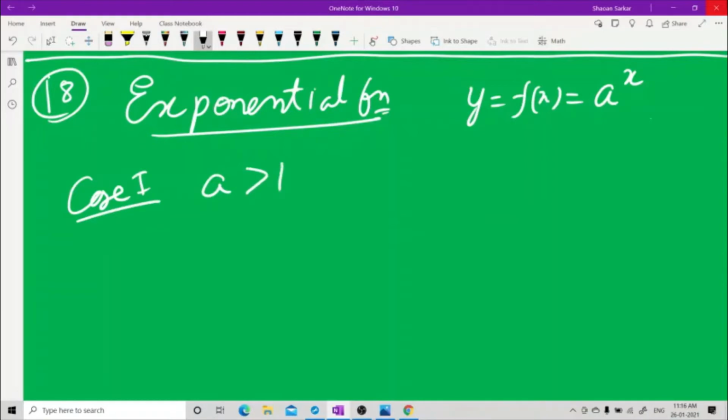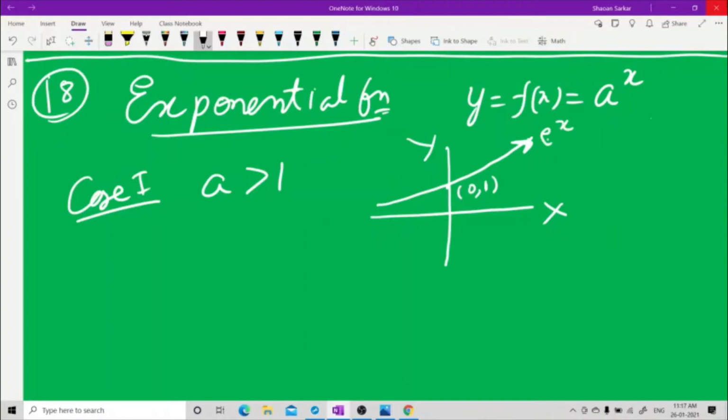In this case, if you want to draw, you will get it like this. This is your x-axis, this is your y-axis. And this function will go at 0. Anything to the power of 0 is 1, so at 0 it will be 1. This point is x equals 0 and y equals 1. This is the graph of e to the power of x, going up in this direction. Now let's draw two, three graphs.